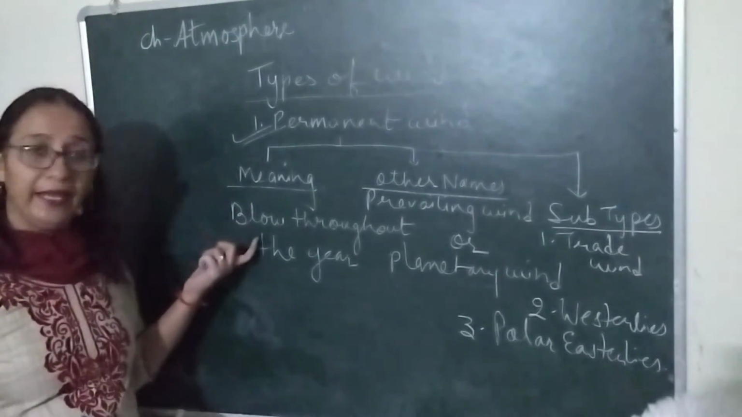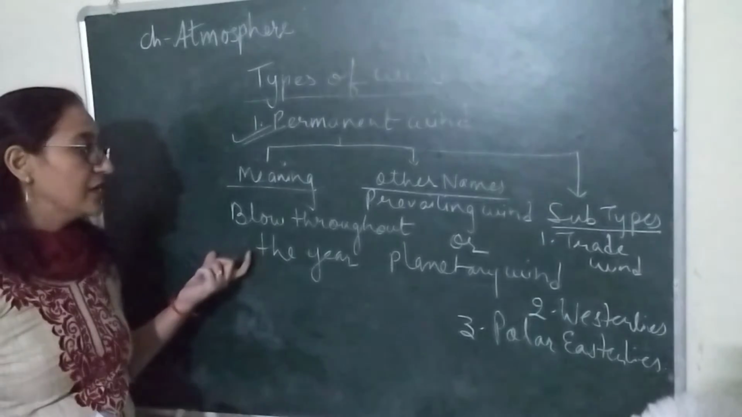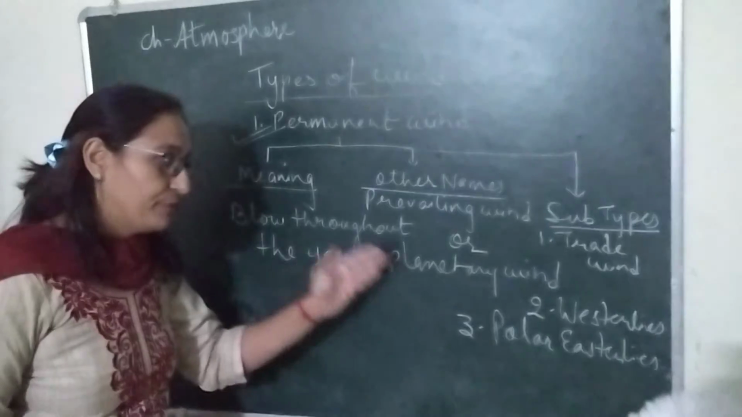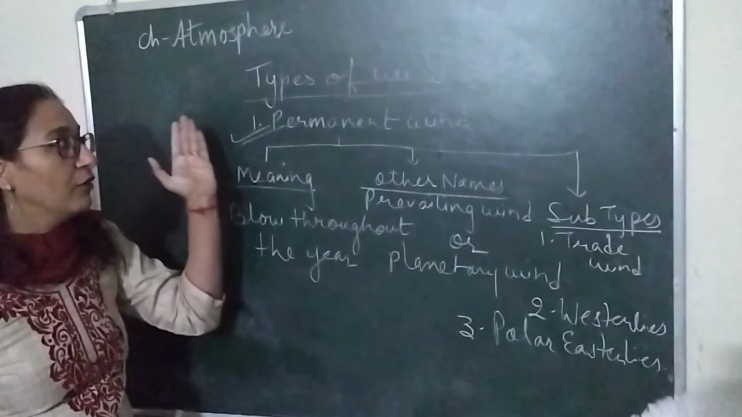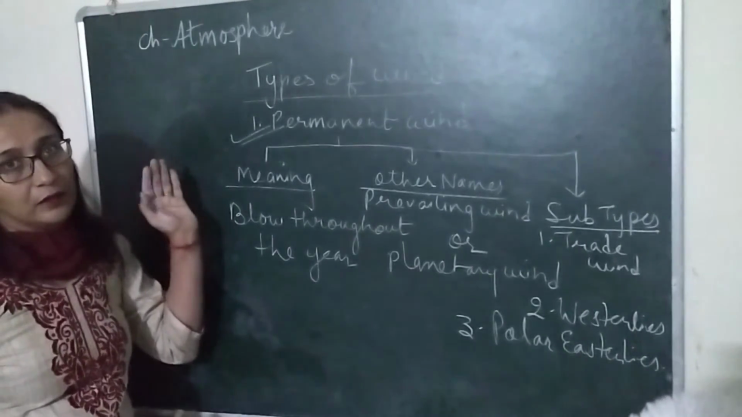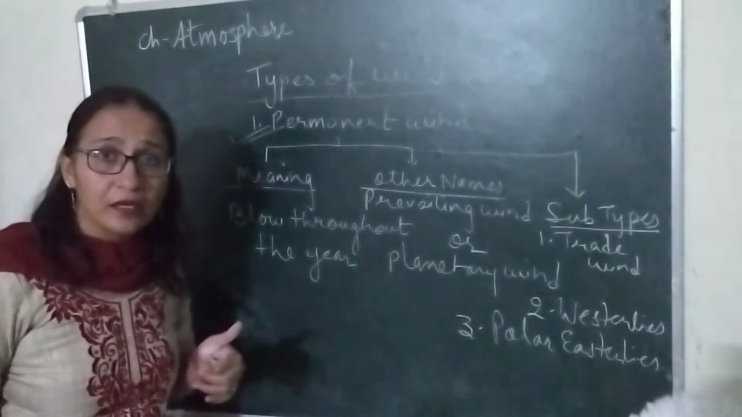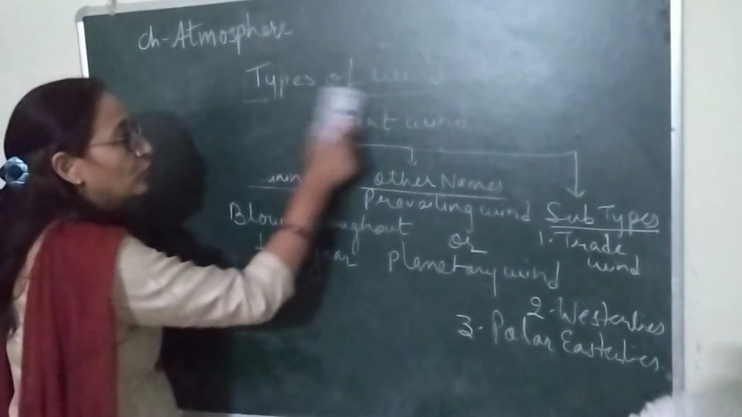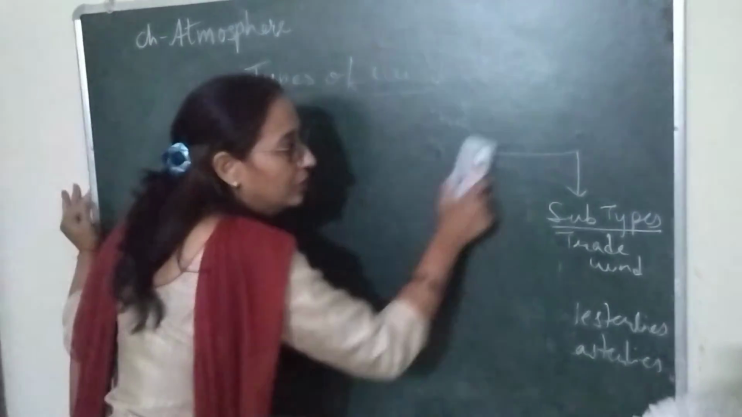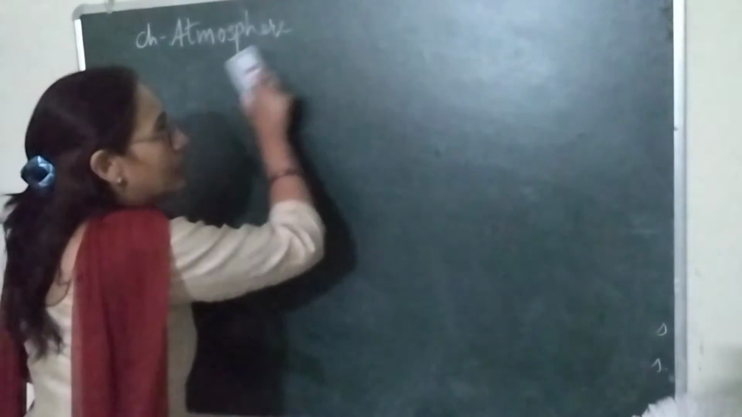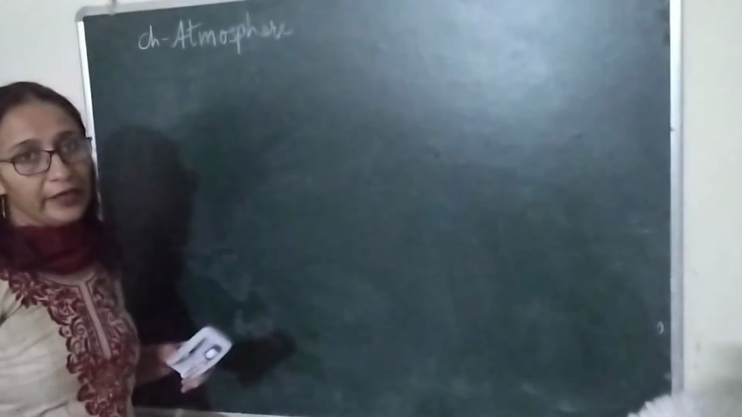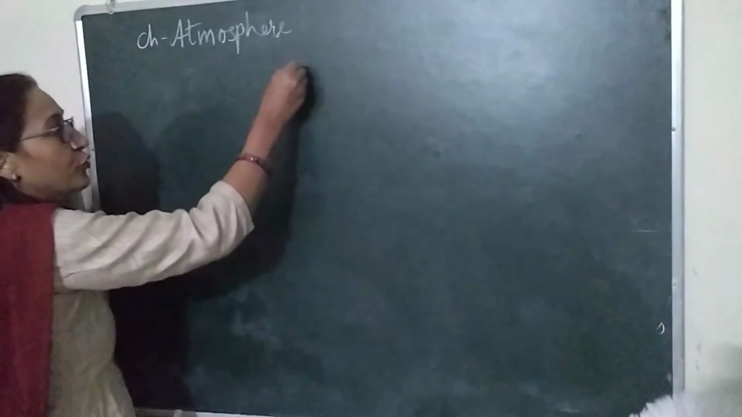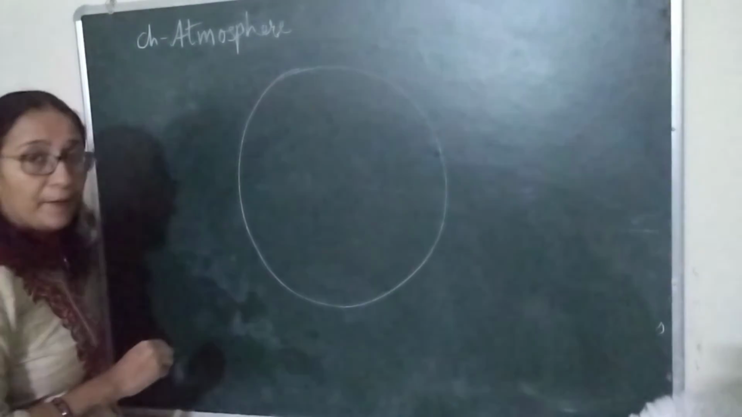Again I am repeating the meaning. Permanent winds are those winds which blow throughout the year. Other names are prevailing wind or planetary wind. Subtypes of permanent wind are trade winds, then westerlies, and the last one is polar easterlies. So next we have to learn about subtypes. There are three types of permanent wind: trade wind, westerlies, polar easterlies. So we will learn this with the help of the diagram.